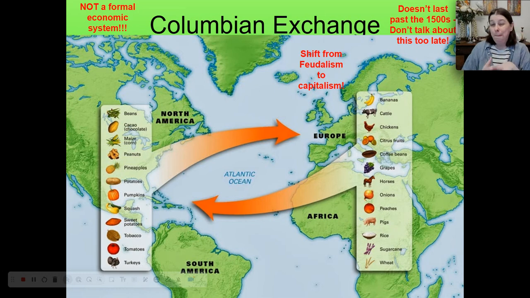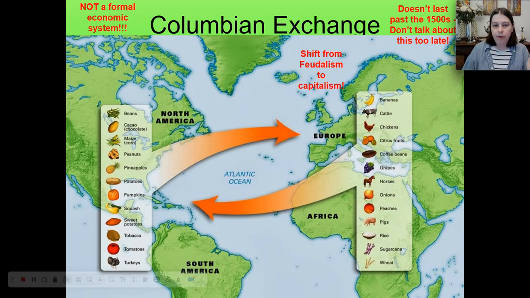It stretches for maybe 100 years if you're talking again about incidental exchange that happens when people encounter each other for the first time. That only goes on for so long. So if you are looking at a question like an LEQ prompt or an SAQ, and it deals with the 1500s, like the year starts with a 15, then the Columbian exchange is totally fair game.